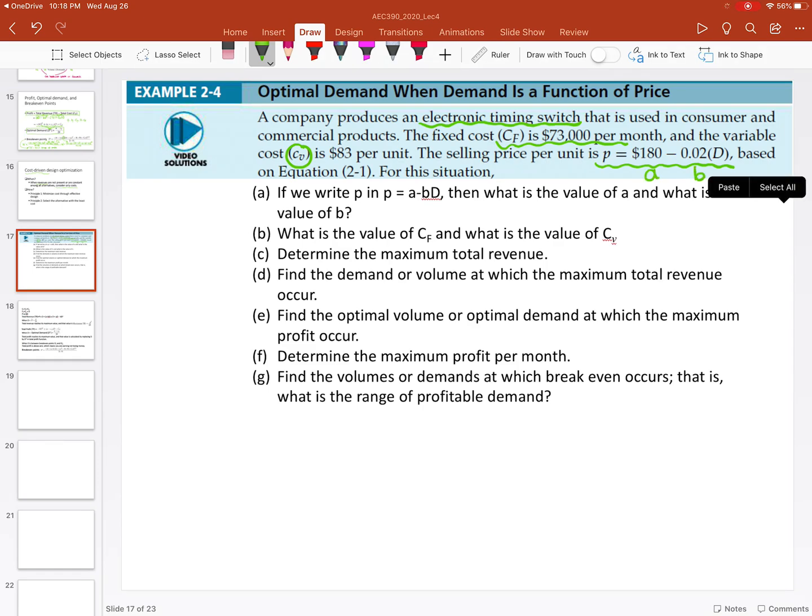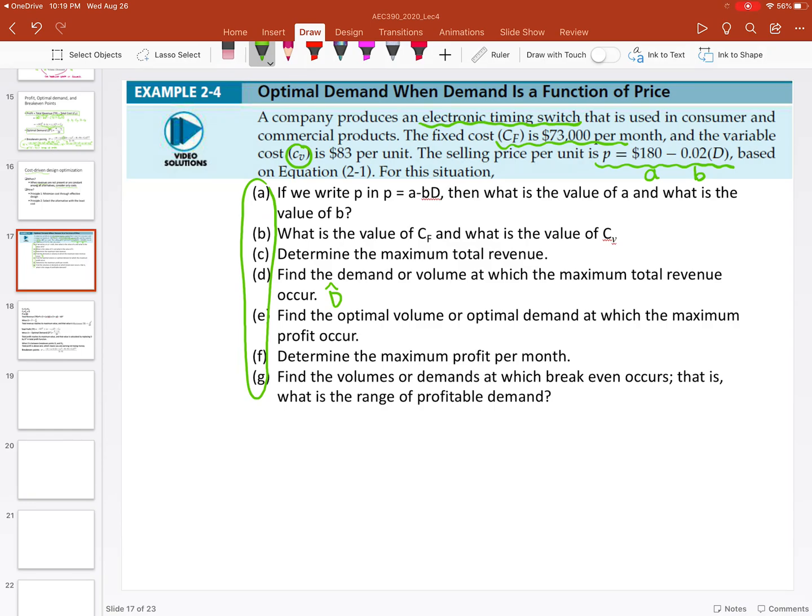What is A? What is B? Okay, based on this situation, these are the questions you need to answer. So first, if we write P as P is A minus BD, we have seen this, right? Then what is the value of A and what is the value of B? Question B, what is the value of CF and what is the value of C lowercase v? And question C, determine the maximum total revenue, okay? And question D, find the demand or volume at which the maximum total revenue occurs. That's the D hat.